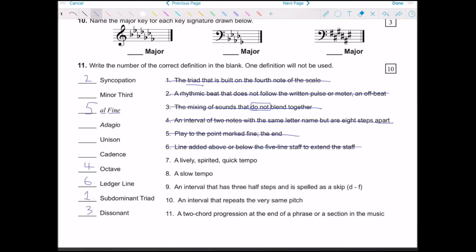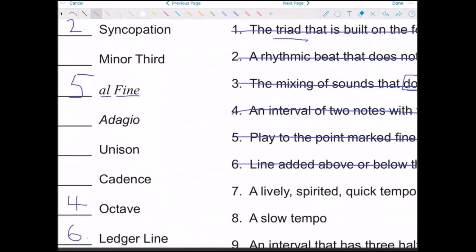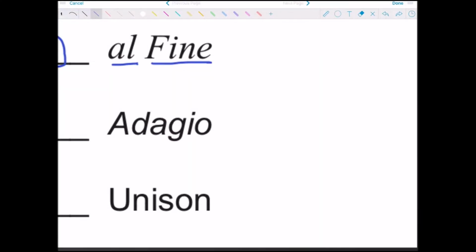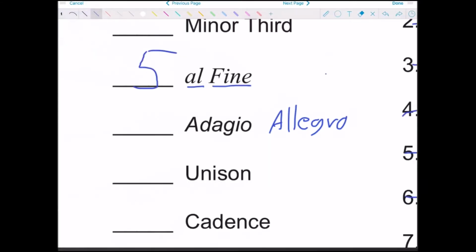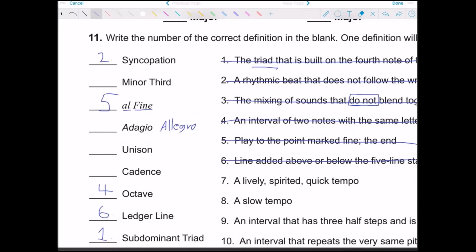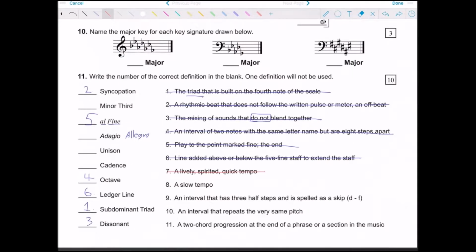That means it's going to probably be italicized like this. But adagio is not a lively, spirited, quick tempo. A lively, spirited, quick tempo is allegro. I think I spelled that right. There might only be one L. I don't know. But that is not in here. So that is the definition that we're not going to use.